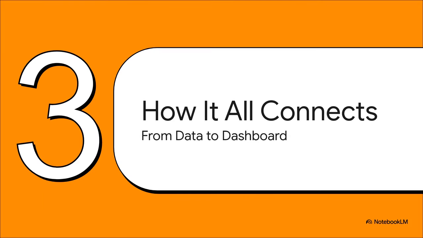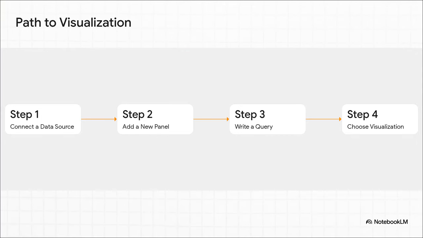All right, so let's recap the flow here. We've got data sources that feed the raw numbers into individual panels, and then we arrange those panels on a dashboard. Simple enough, right? But how do you actually do that? How does the data get from a database to a beautiful graph? Well, it's actually a lot simpler than you might think. It really just boils down to 4 main steps.